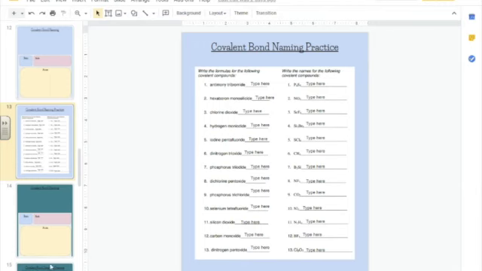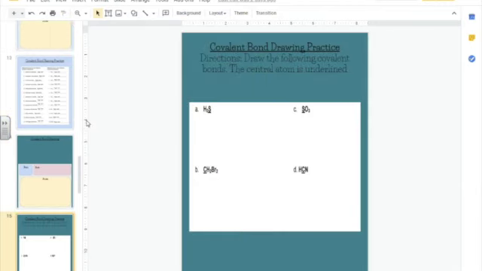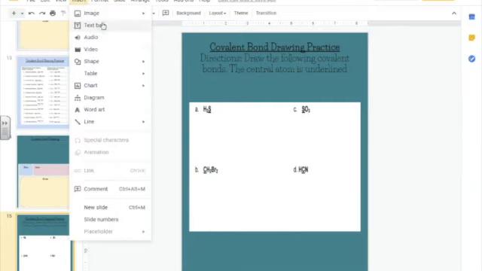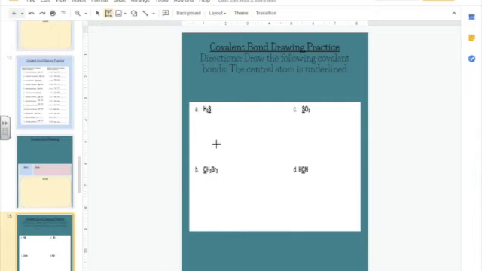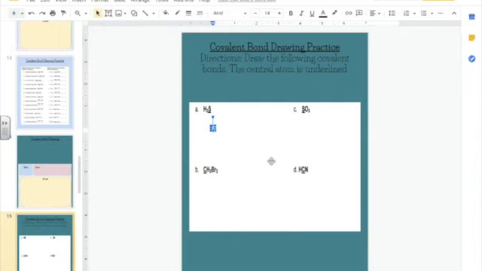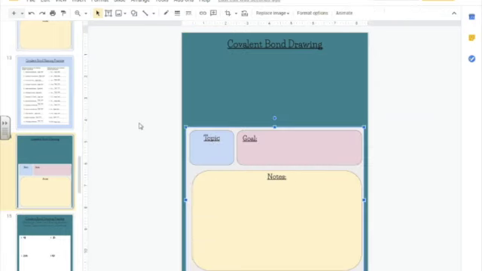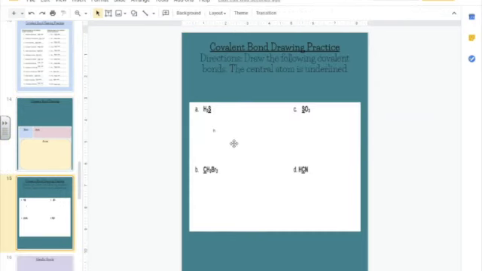For your digital notebook on drawing covalent bonds, here are 4 examples that you'll need to do. The easiest way to do this is to insert text box and make a text box for each individual element. So I would put H, and then I would do a second text box, make a second H. That way you can move it around the center and make your dot.